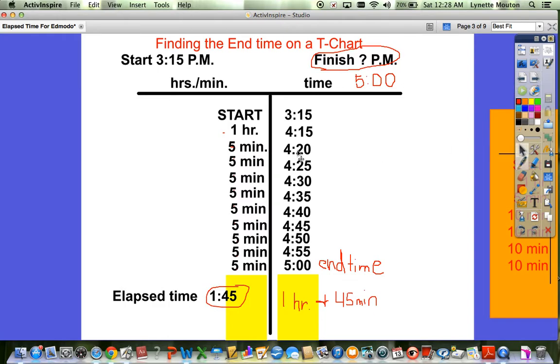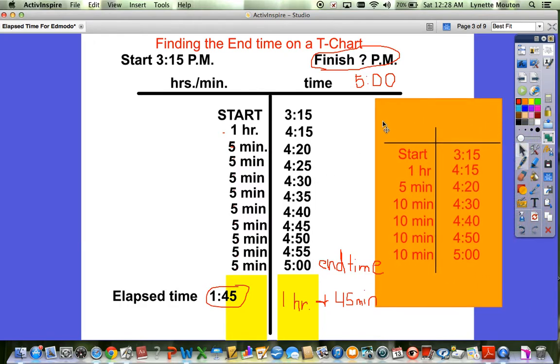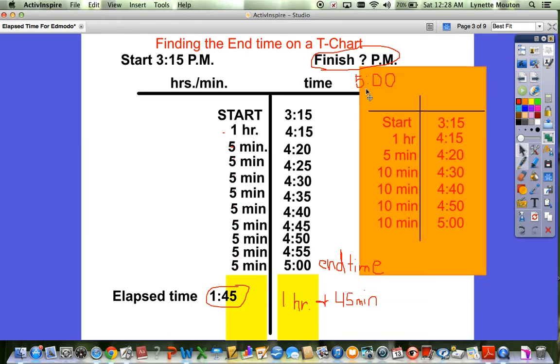Again, when we came to this point, we counted by 5s. We counted our 1 hour. It took us to 4:15, and we decided to count by 5s because our number ends in 5. 5 minutes took us to 4:20. At 4:20, there's a 0 there, and it would be perfectly acceptable for you to now start counting by 10s because it's easy once you have that 10 there to go on and count by 10s. If you had, this is what your chart would look like.